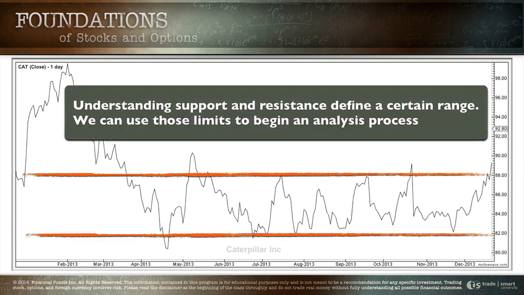Understanding that the buyers and the sellers show up at these price points, it doesn't matter why it happens. It just matters that it happens and that it's predictable. Understanding support and resistance helps us to define a certain range. And then what we can do, Chris, is we can use those limits, those ranges, to begin our analysis process.